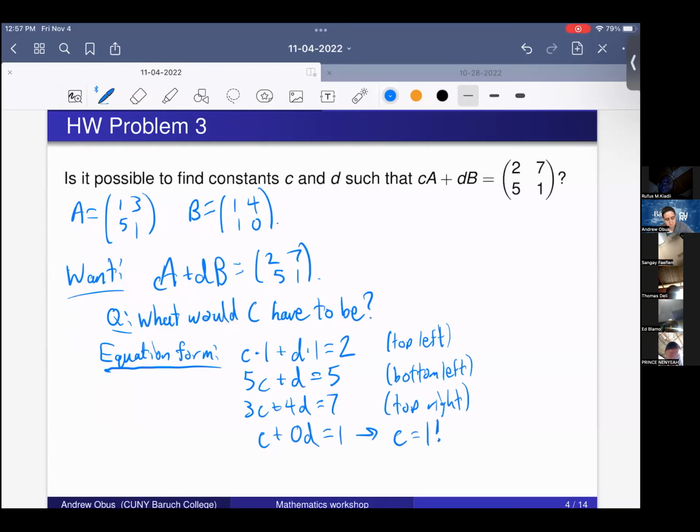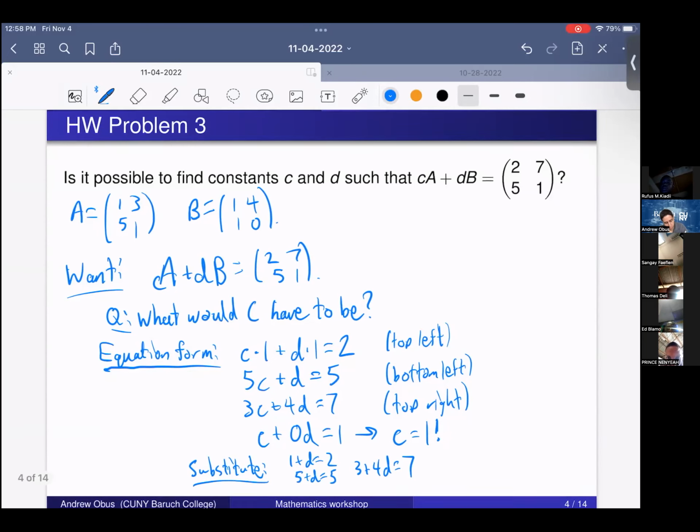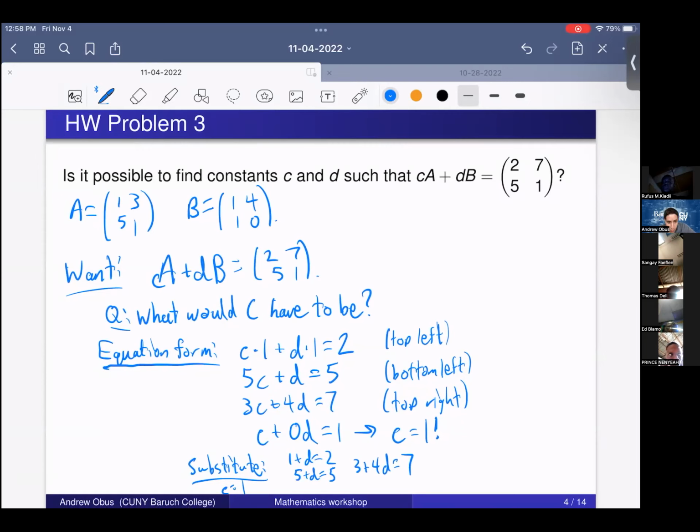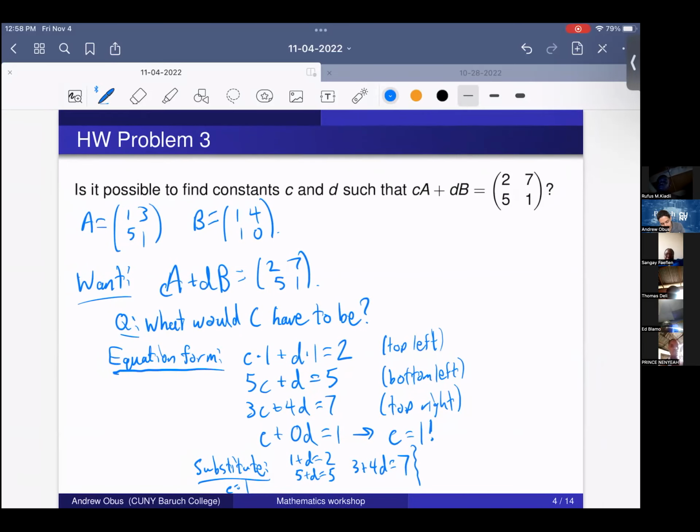Great. So that means C equals 1. That's fantastic. So now that we know that C is equal to 1, what else do we know? I substituted the value of C equal to 1 in all the equations over there. Okay, so if we substitute them all, then we get 1 plus D equals 2, 5 plus D equals 5, and 3 plus 4D equals 7. Right, so we're substituting C equals 1 in everything. And then I found out that in this equation, 5 plus D is not equal to 5, but all the other ones are satisfied by C equal to 1. Right, exactly. This gives us that D is equal to 1 from the first and the third equations, and D has to be equal to 0 from the second equation. And so this is impossible.